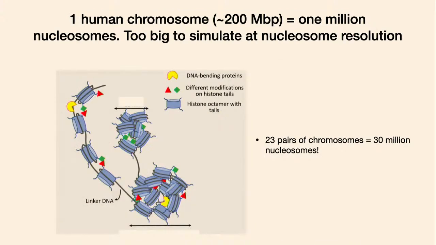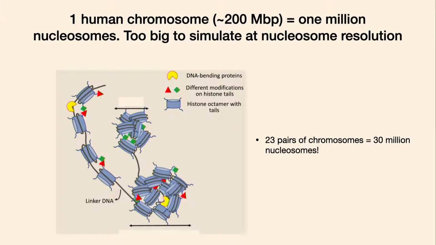Not only that, if you want to model chromatin, you cannot model at the nucleosome resolution. The natural way of modeling chromatin is to say, okay, this is my polymer and a nucleosome is like a bead. If I do that, one human chromosome is like 1 million nucleosomes. So you cannot simulate 1 million beads. You cannot even simulate a single chromosome, and we have 46 chromosomes. That's of the order of 46 million beads, and it is impossible to simulate the whole genome at the scale of nucleosomes.